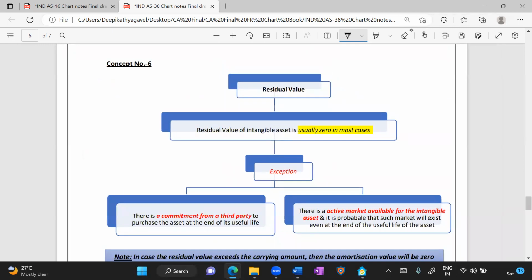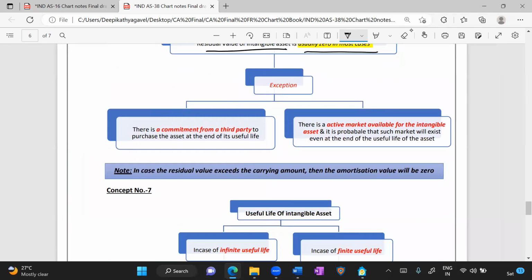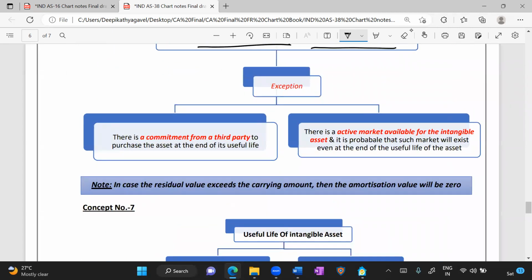Now, moving on to concept number 6, residual value. The residual value of an intangible asset is usually zero. It is zero in most cases, right? Obviously, for intangible assets like patents and franchises, the residual value will mostly be zero. But there are some exceptions. Let's look at those exceptions. There is a commitment from a third party to purchase the asset at the end of its useful life. A third party says that at the end of the useful life, yes, I will purchase that asset. There's a commitment. In that case, yes, residual value can be determined.